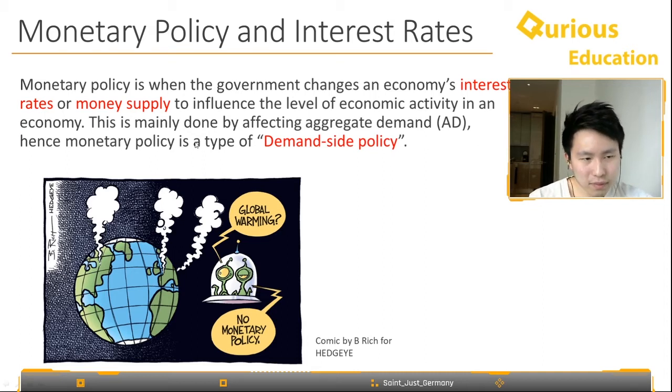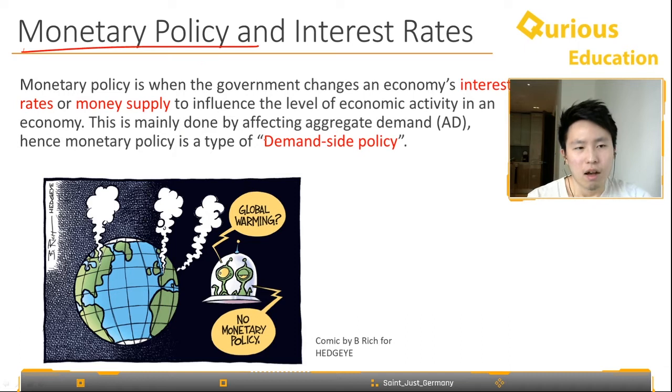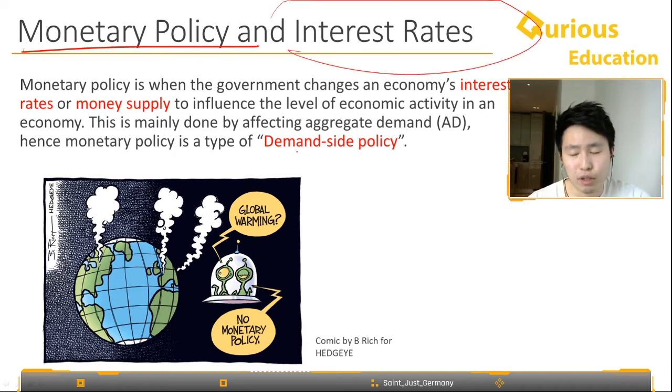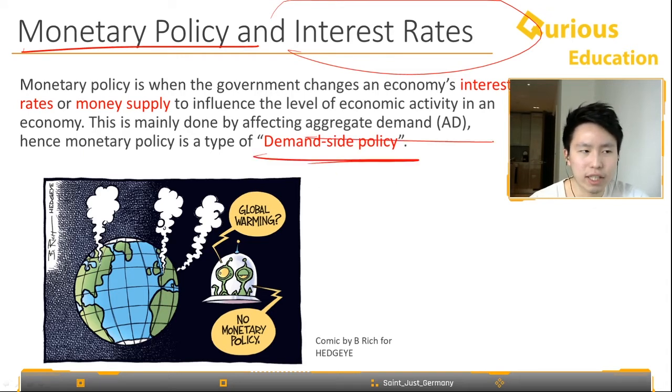So we've talked a lot about interest rates, but now let's get into monetary policy. What monetary policy does is it uses interest rates as a tool in order to affect our economy. Again, it is a demand side policy because it aims to change the level of aggregate demand in the economy by increasing or decreasing interest rates. Monetary policy will also involve money supply as well, but we will look into that a bit later.